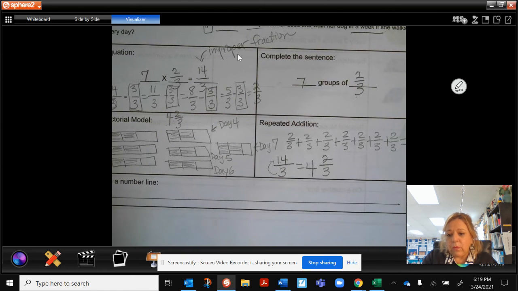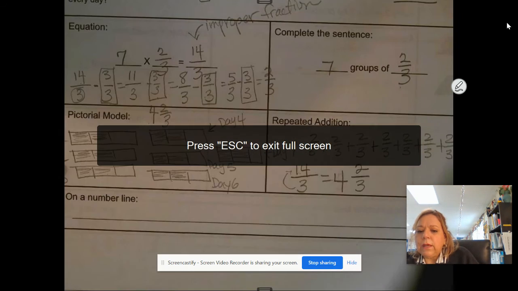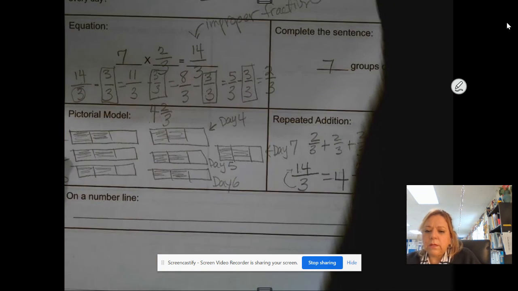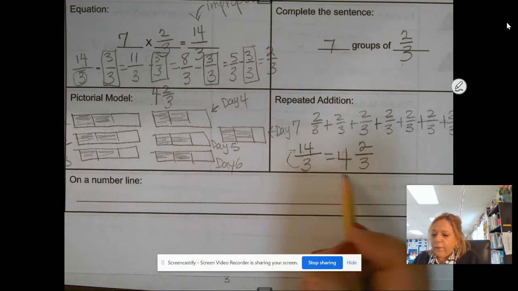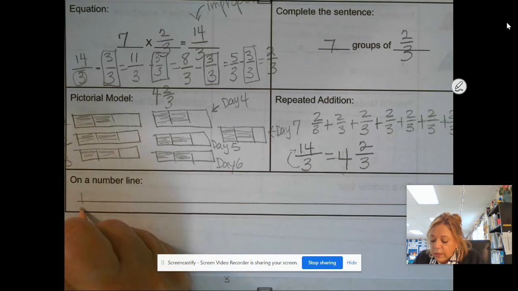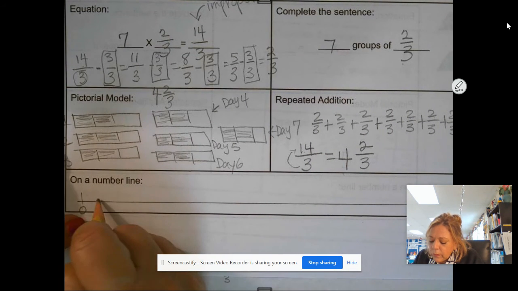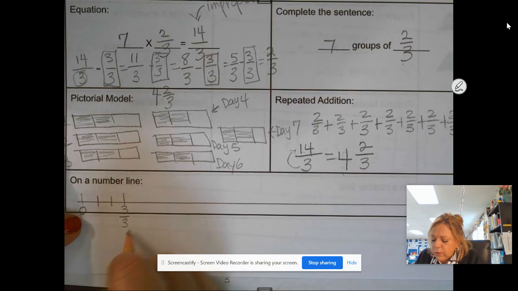Looking at my number line, I need to have a number line that's going to be greater than 1. There we go. Let me see if I can bring this down just a bit. All right, so it's going to be greater than 4. So we have a 0 here. 1/3, 2/3, 3/3, which is also 1.